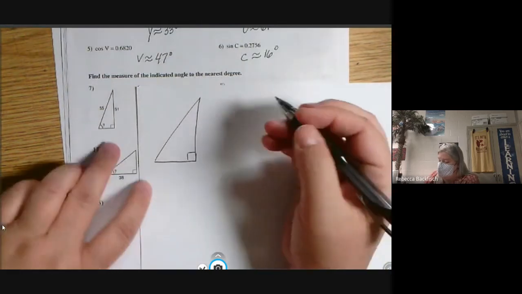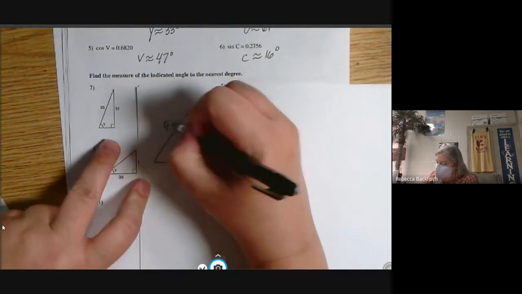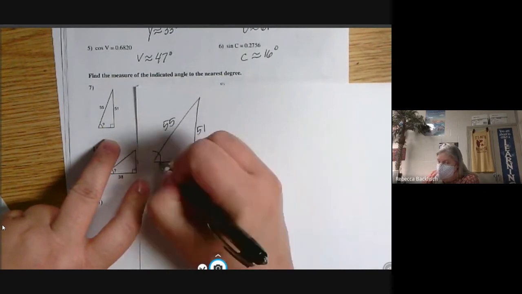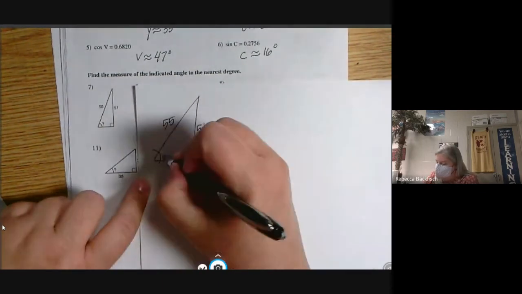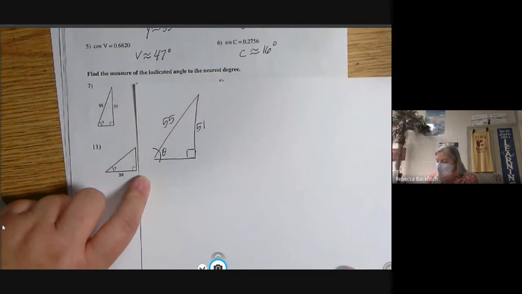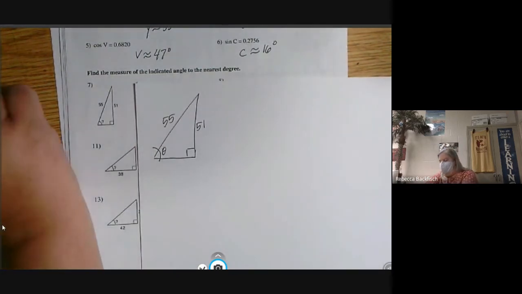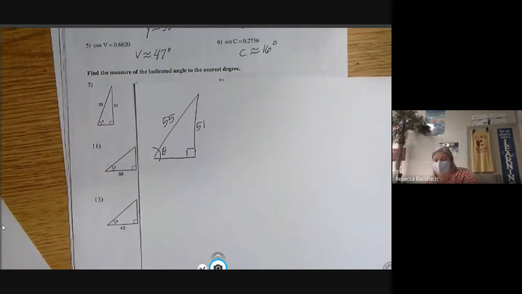Okay? So here's 55. Here's 51. This is the angle I want to use. I'm going to call it theta, just for kicks. So 51, let me ask Eden. Is 51 adjacent, opposite, or hypotenuse?